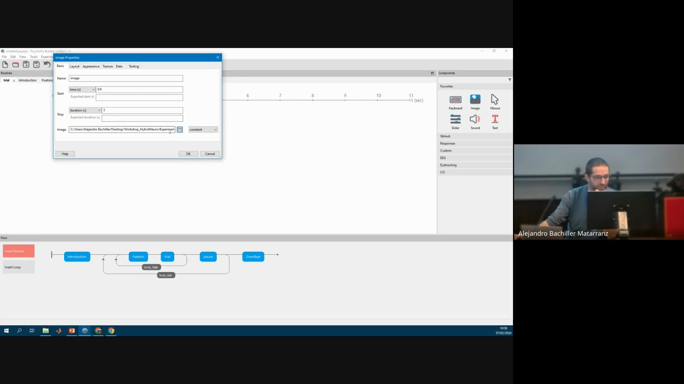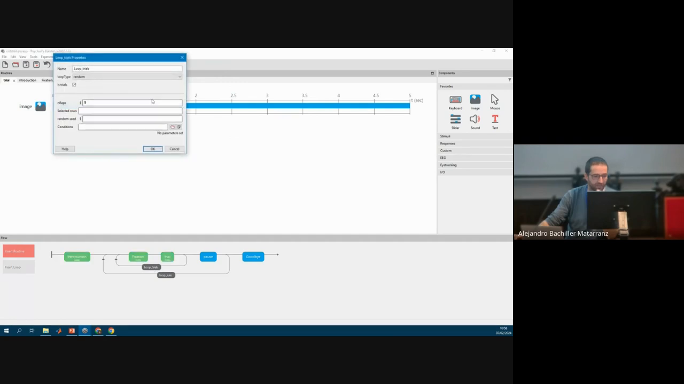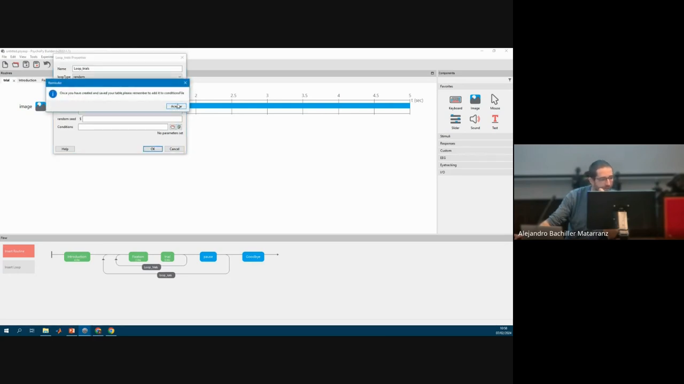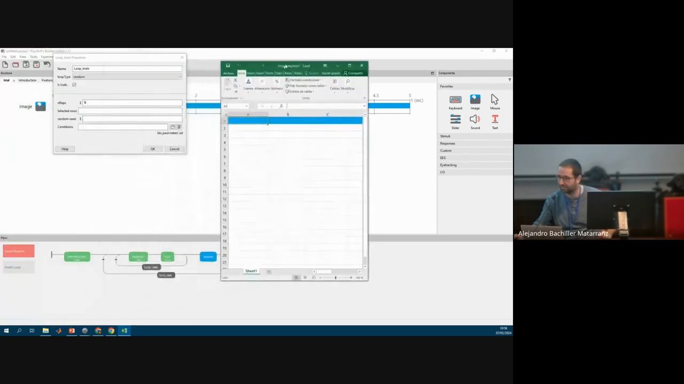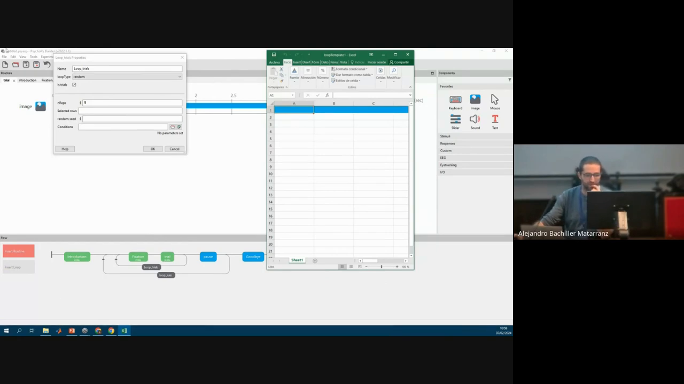So in this case, we leave this field empty, and then we will fill it in the loop trials. Here it appears an icon in order to create a table. Vale, it appears there. Okay. It appears there, and in this table, you can indicate the path.